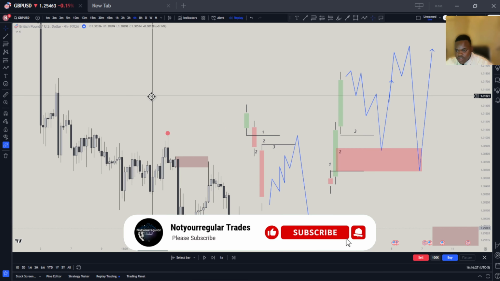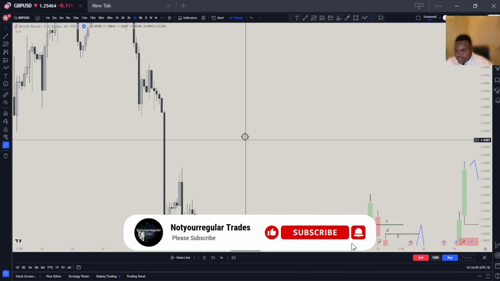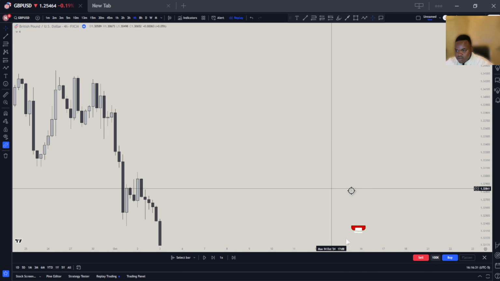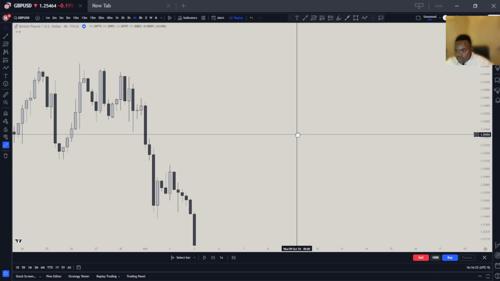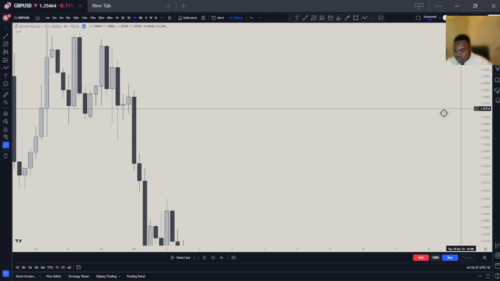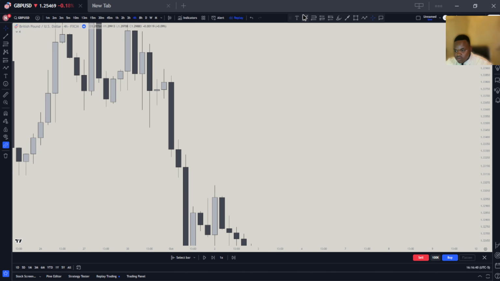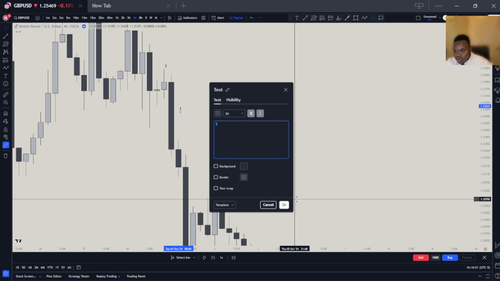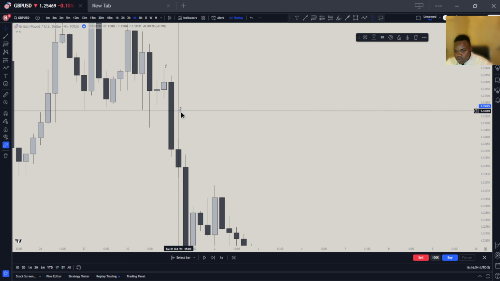Right, so let's head over to the charts. Okay, like I said, a 3 candlestick formation. Here's our candle 1. This is our candle 1 right here. This is our candle 2. And this is our candle 3.